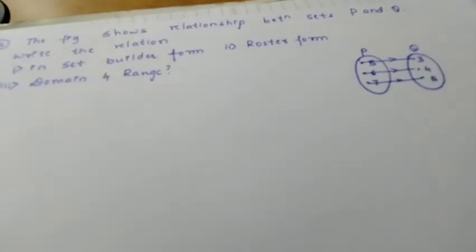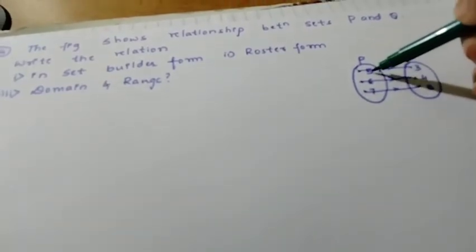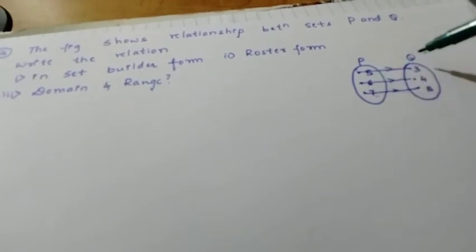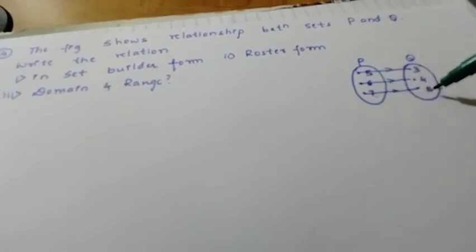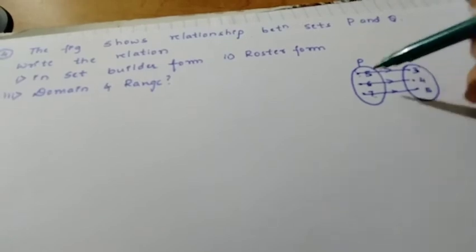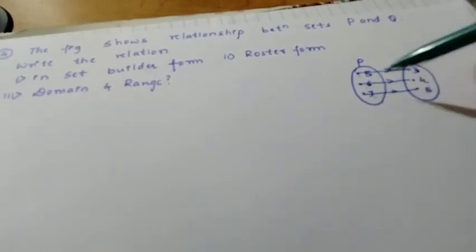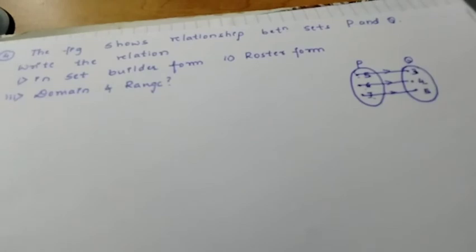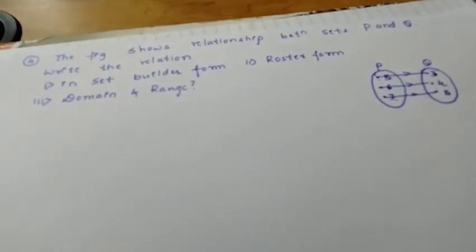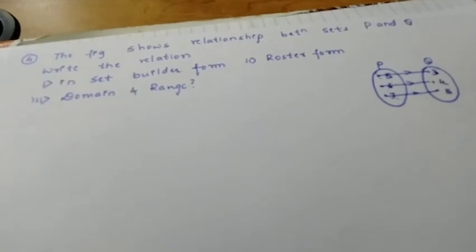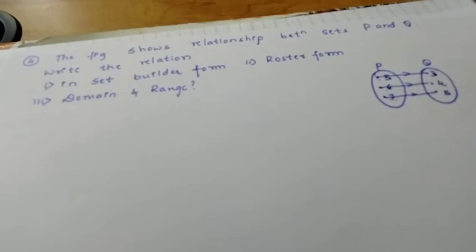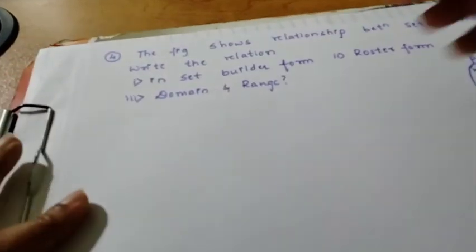So in the fourth one, they have given you one diagram here. What is the diagram? P and Q. In P there are 3 elements: 5, 6, 7, and in Q they have 3, 4 and 5. So 5 is related to 3, 6 is related to 4, 7 is related to 5. They have not given you the relation directly, but you have to write the relation in both roster form as well as set builder form. You have to write the domain as well as range for this.